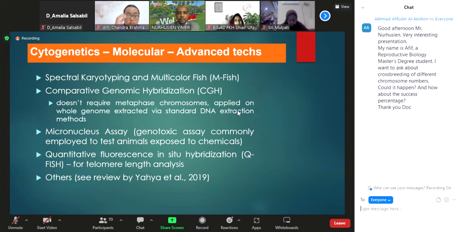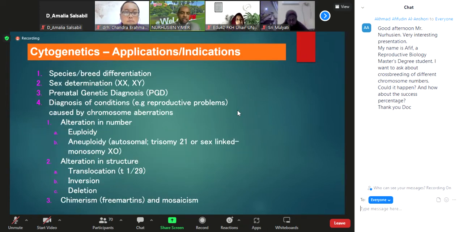Okay, so there are some additional advanced techniques within the molecular cytogenetic category. Spectral karyotyping, where you can use multiple colors, meaning multiple probes for different chromosomes at a time, all right? And then we have comparative genomic hybridization, micronucleus assay, and so forth. If you would like to see details, there's a review paper from our unit done by Yahya in 2019. Maybe you can refer to that.